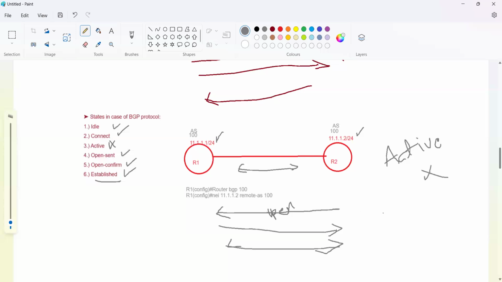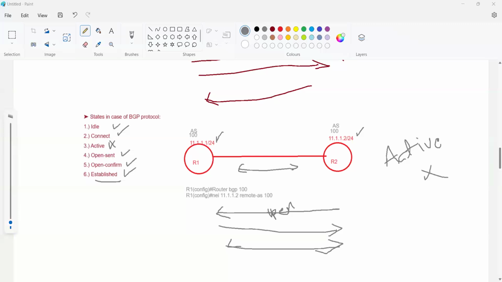Understood? Any doubts? Can you repeat this again? Fine.